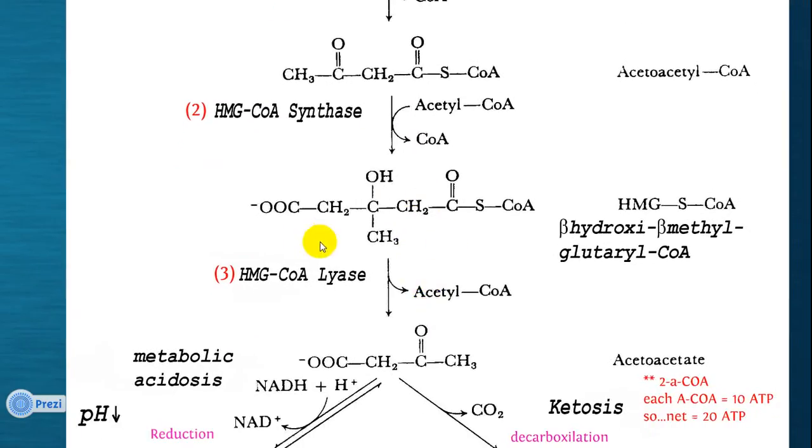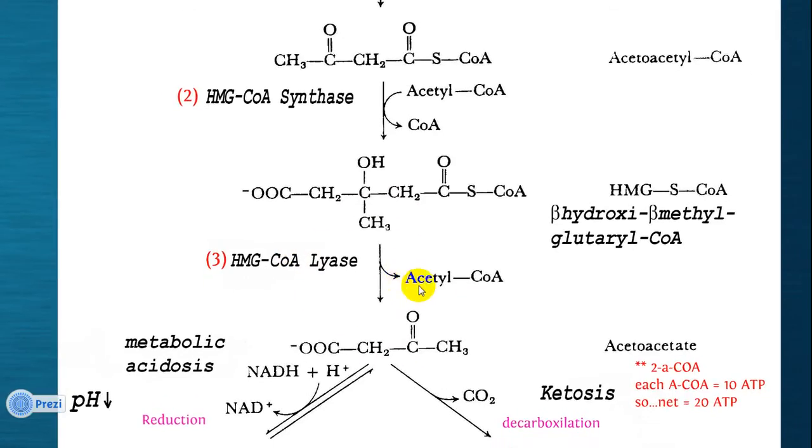Now this compound, the hydroxymethylglutarate, will go and react with an enzyme called HMG coenzyme A lyase. Lyase means to cut or to lose. So this compound will lose an acetyl coenzyme A.